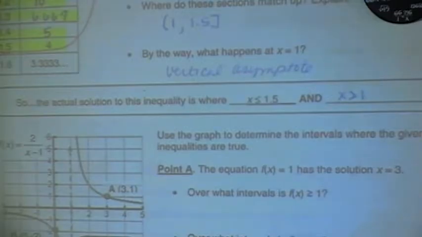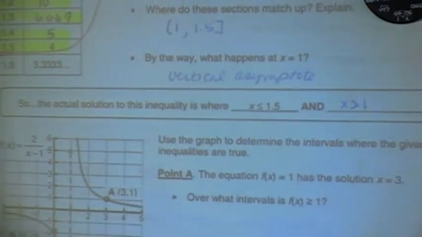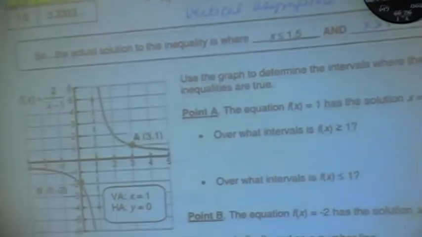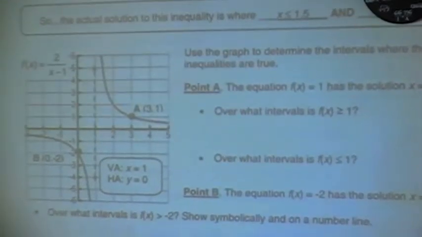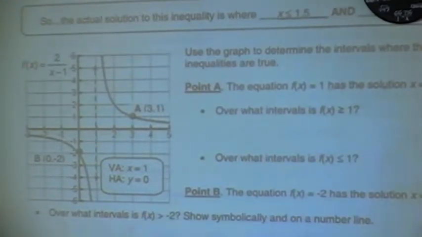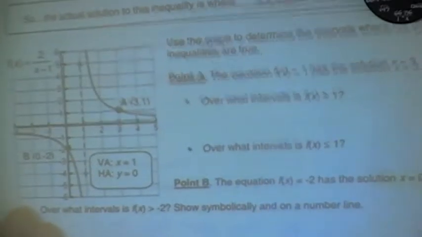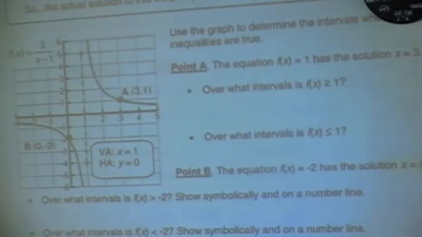Okay, so all you're doing is solving an inequality, but because these are rational inequalities and have asymptotes, we have to take that into consideration when we come up with our answers. So we're going to use our graph to determine the intervals where the given inequalities are true. The reason we're going to use the graph and sometimes your calculator is that it's easier to see how it works when you have the asymptote.